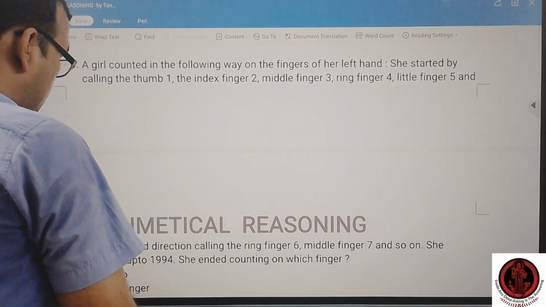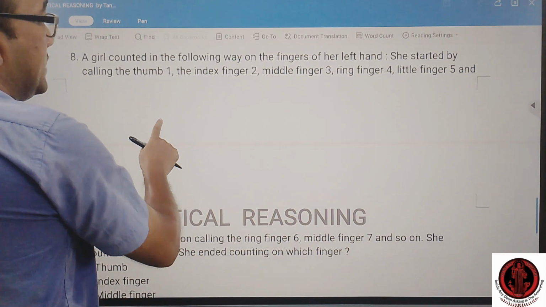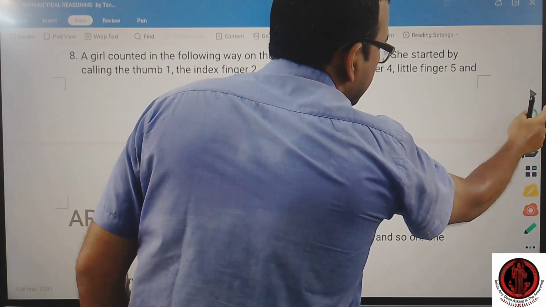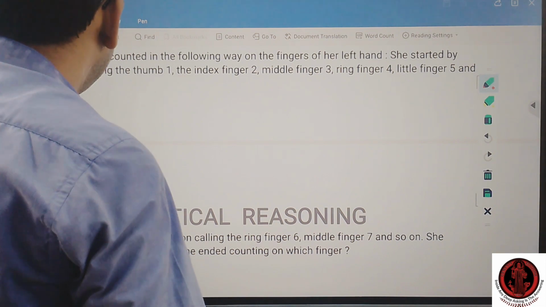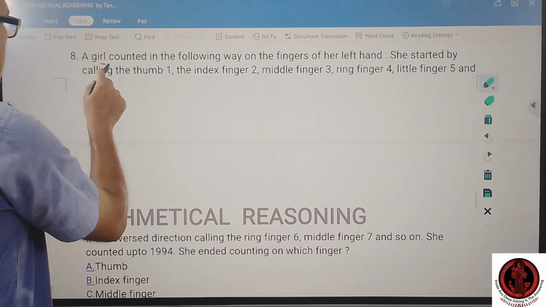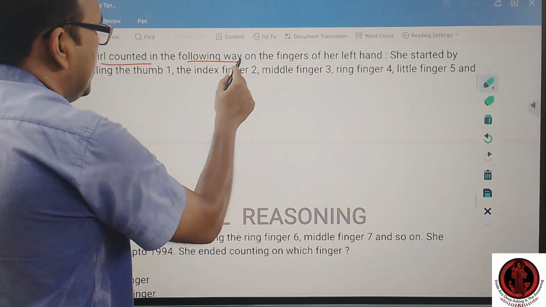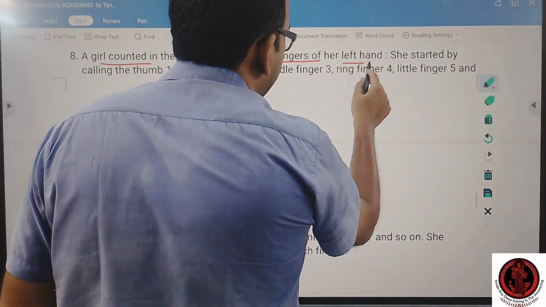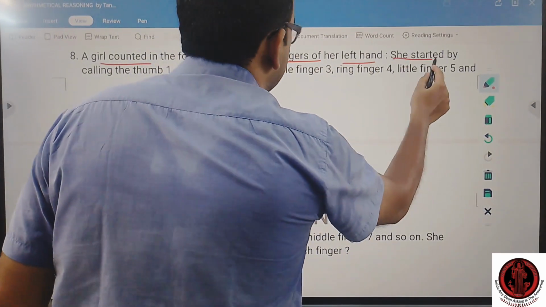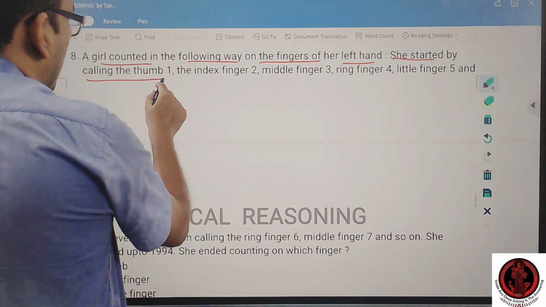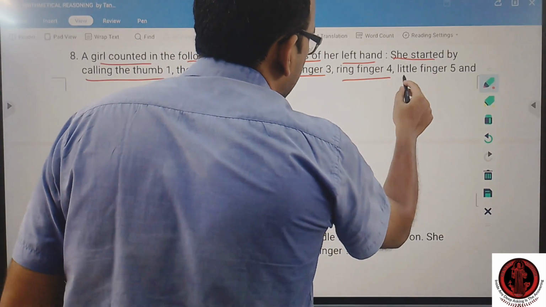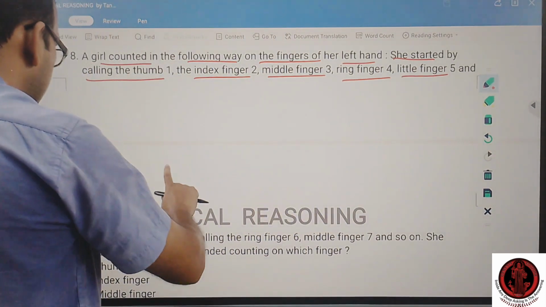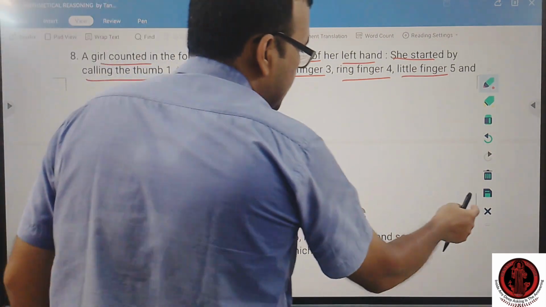Next question, question number 8. The girl counted in the following way on the fingers of her left hand. She started calling the thumb 1, index finger 2, middle finger 3, ring finger 4, little finger 5, and then reverse direction.